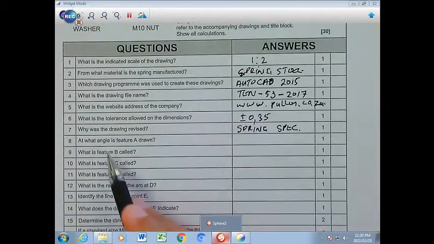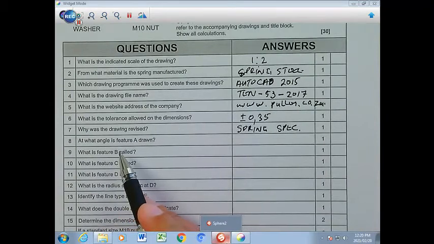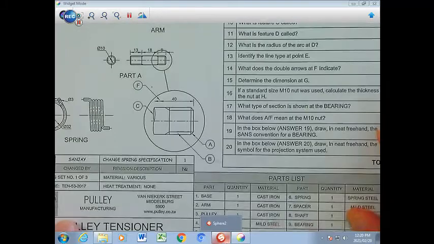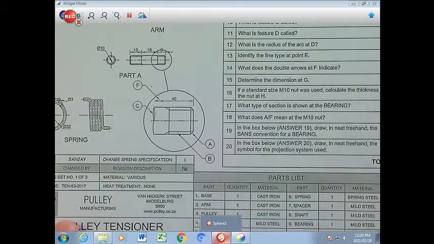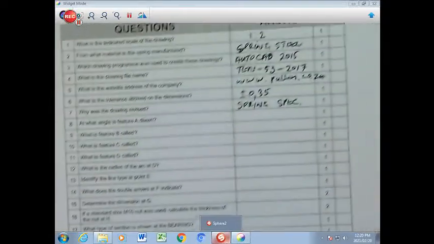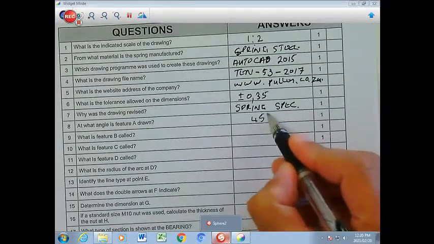Okay. Number 8, at what angle is feature A drawn? So we're going to look where feature A is. It's that little slant over there, and that easily could be identified as a 45-degree angle. So there's my 45 degrees.